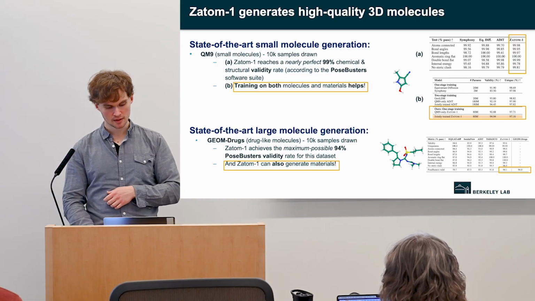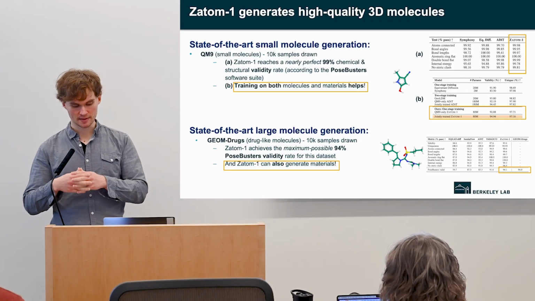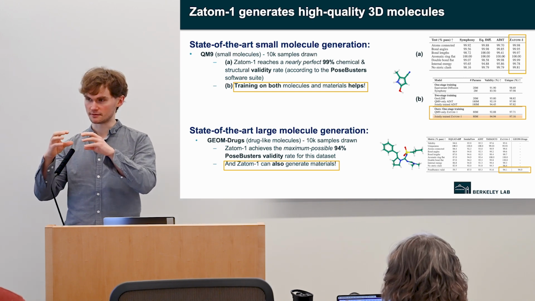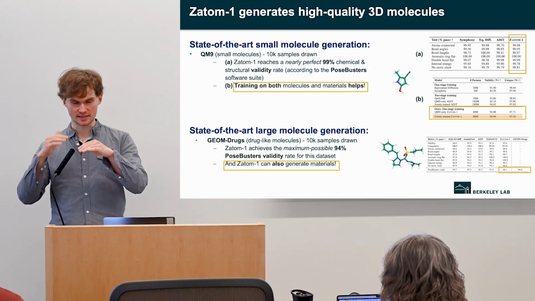So there's some mutually beneficial information the model is learning when it sees both types of chemical systems during pre-training. Second, for large molecule generation, we're basically better than any AI model in the literature for this data set called GEOM-Drugs, large molecules. We're matching the statistics of the data set.